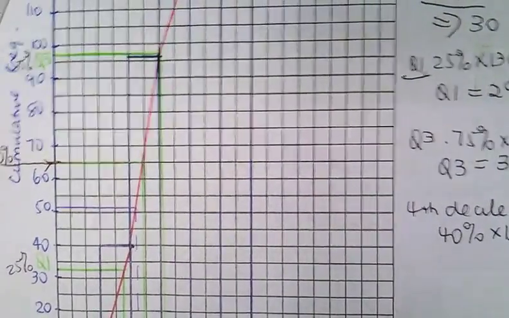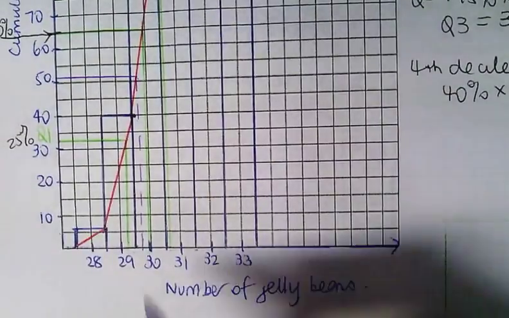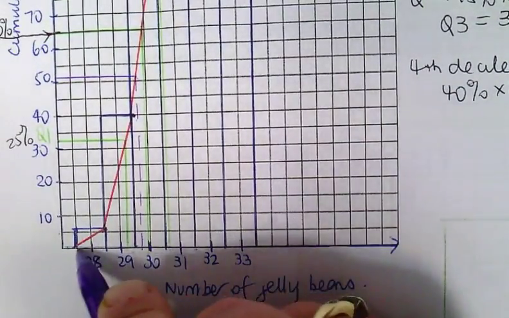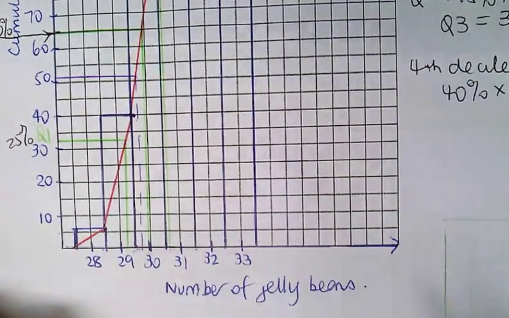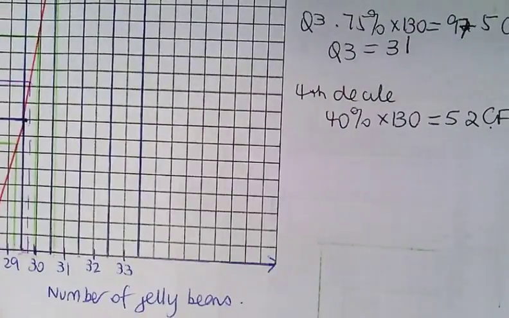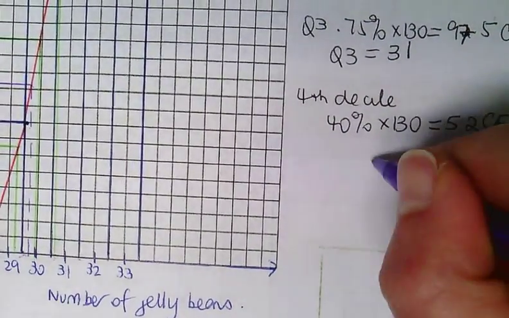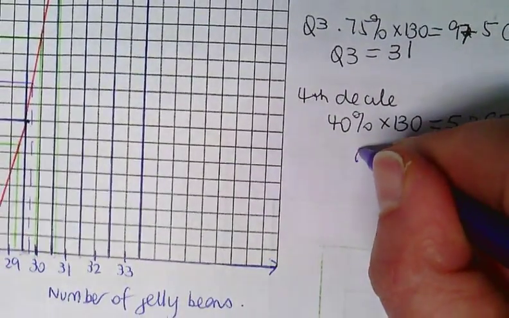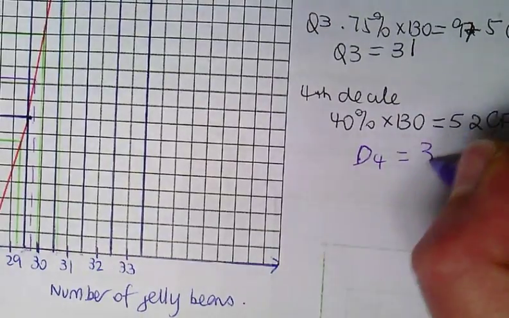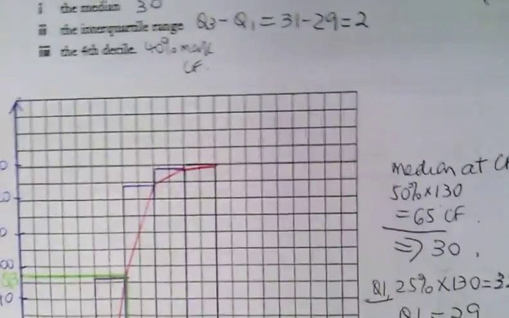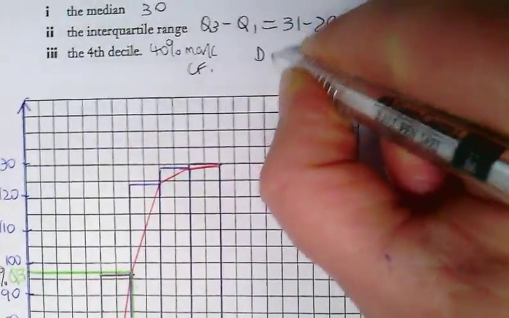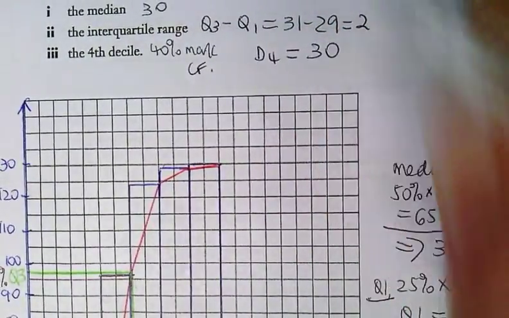And this is the 30 column. Which column am I in? That's the column for 28, for 29, the 30 column. The 30 is in the middle of the column. So that is 30. So the 4th decile is at cumulative frequency 52. So D4 is 30. The 4th decile, which is at the 40% mark, D4, is 30.